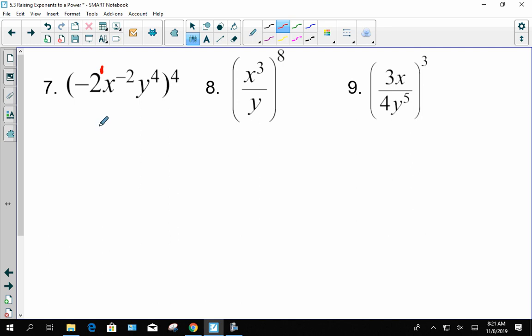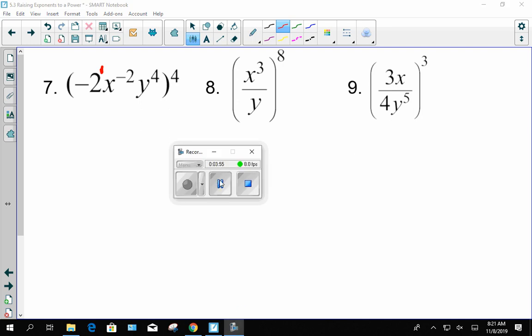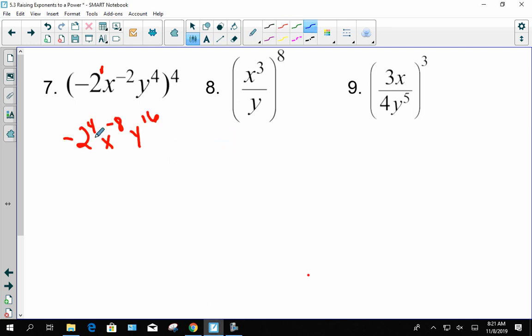You guys go ahead and do number 7. I'm going to pause the video. Please do number 7. Okay, so you should have negative 2 to the 4th power because this 4 has to get multiplied to the 1. The 4 has to get multiplied to the negative 2, and the 4 has to get multiplied to the 4. So I have negative 2 to the 4th power. I have x to the negative 8th.